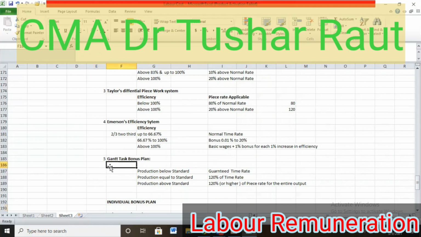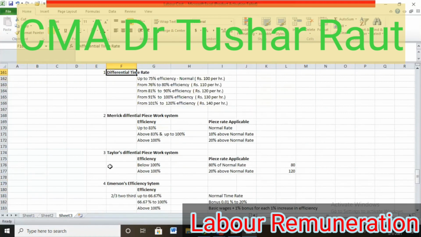There is the Gantt task bonus plan, where he says that for production below standard, you will get a guaranteed time rate. For production equal to standard, you will get 120% of the time rate, and for production above standard, you will get either 120% of the piece rate or a higher rate on the entire output. So these were the incentive plans.